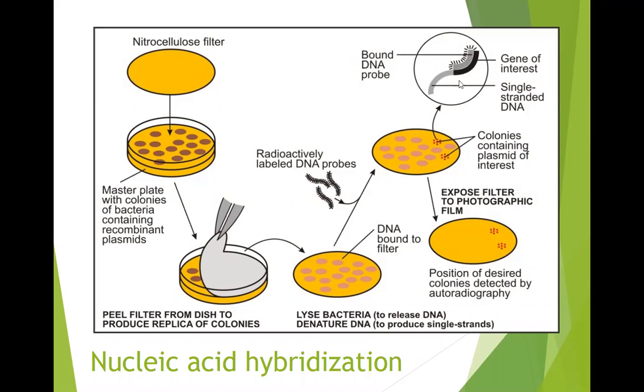And since the probe is radioactively labeled, we can expose this filter to photographic film so that the position of the desired colonies can be detected by autoradiography. Based on this position, the corresponding colonies can be picked up from the master plate and analyzed for further characterization. So that's how nucleic acid hybridization is also used for screening of recombinants, which is the method commonly used for the selection or screening of gene libraries.